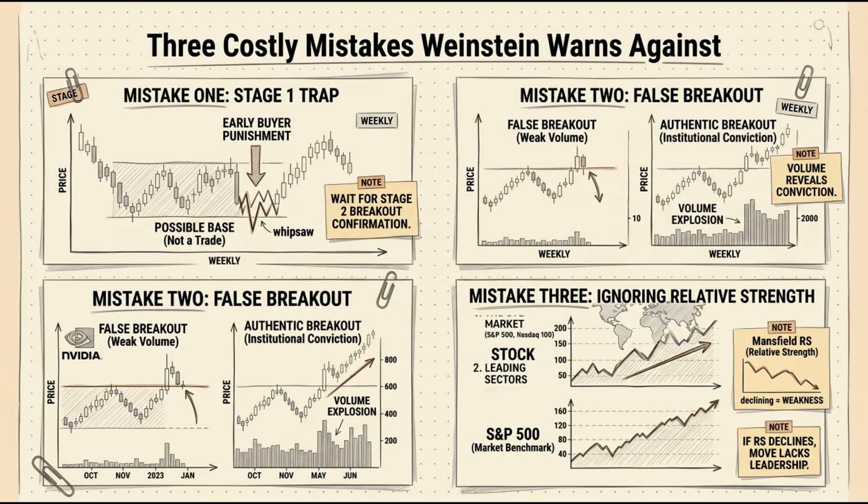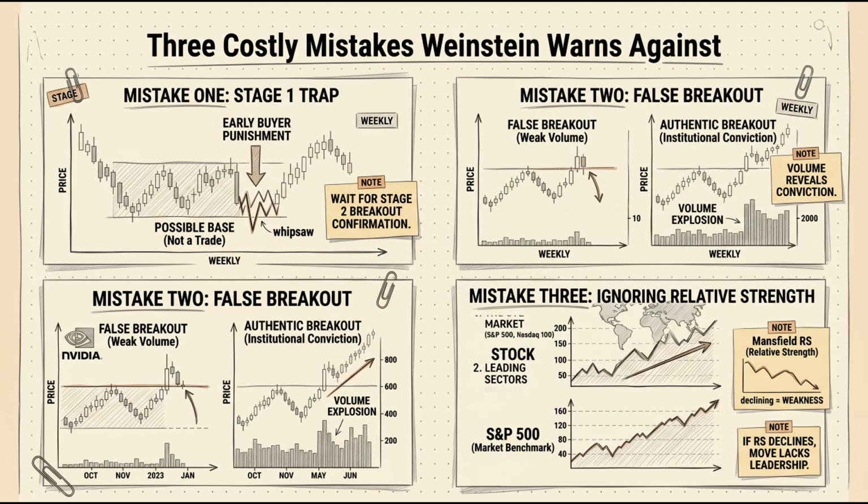Weinstein warns against 3 costly mistakes. Mistake 1. Buying too early in stage 1. A possible base is not yet a trade. Wait for the stage 2 breakout confirmation. Early buyers in stage 1 often get punished by whipsaw action.